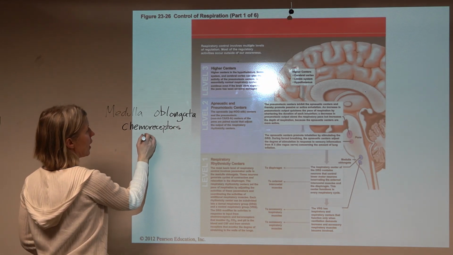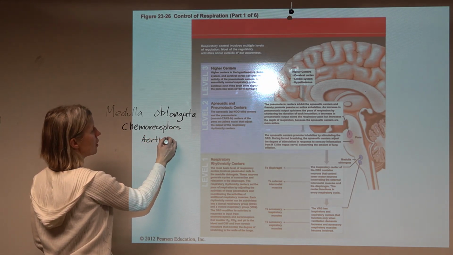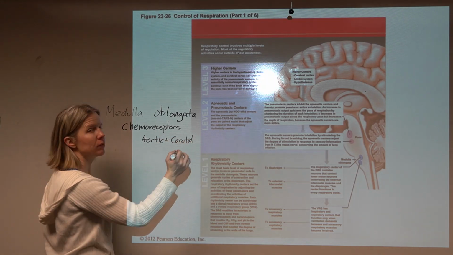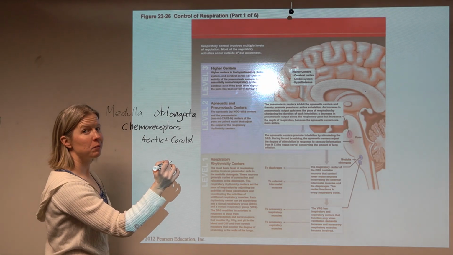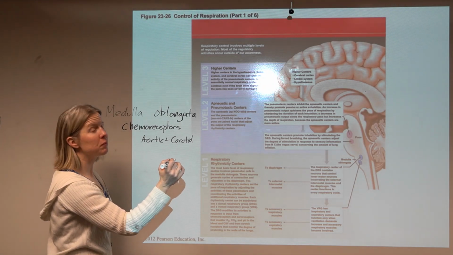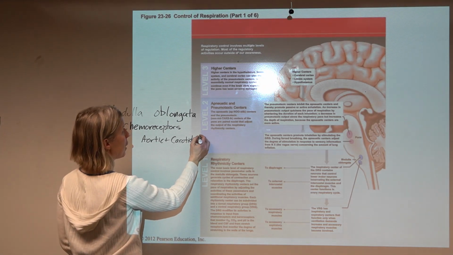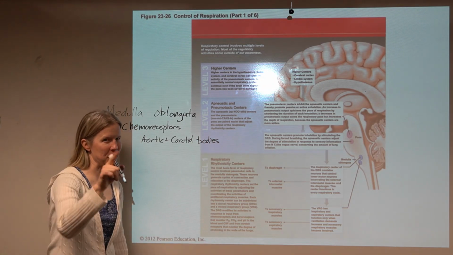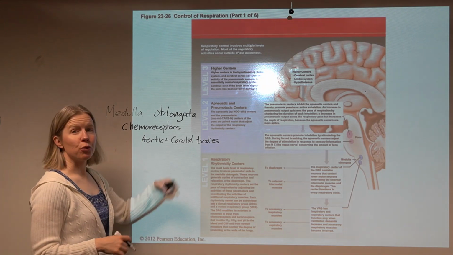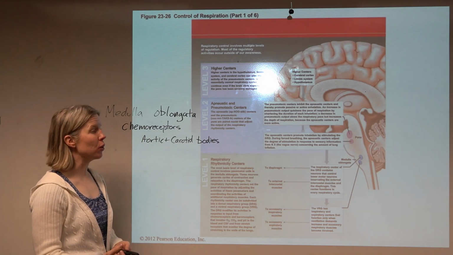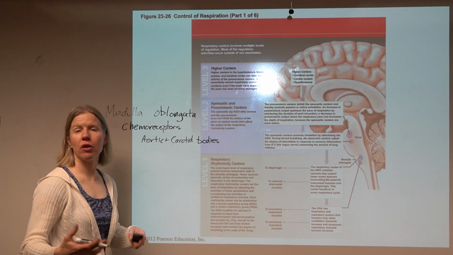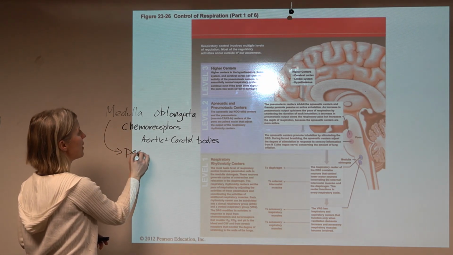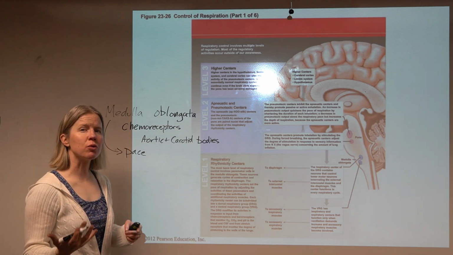That we saw in the aortic and carotid bodies. Those chemoreceptors are in the bodies, and they are relaying the messages to the medulla, so the medulla can change the respiratory rate, the pace of breathing, right? So the medulla is really the main one.